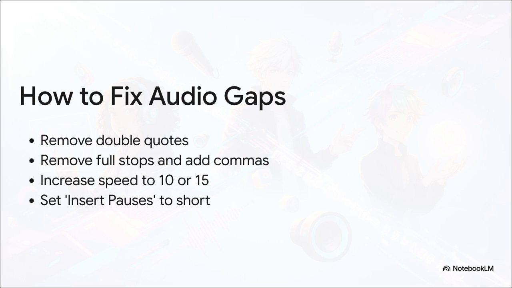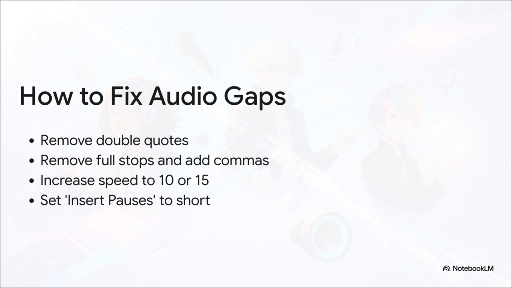So if you're getting weird gaps, go back to your text, strip out the double quotes entirely, remove the full stops, and swap them out for commas to keep the sentence flowing. Then, hop into the voice effects settings, nudge the reading speed up just a bit, maybe to a 10 or a 15, and switch the insert pauses setting to short. Re-enter that numerical code, click Generate again, and boom, you've got a beautifully smooth, continuous voiceover.